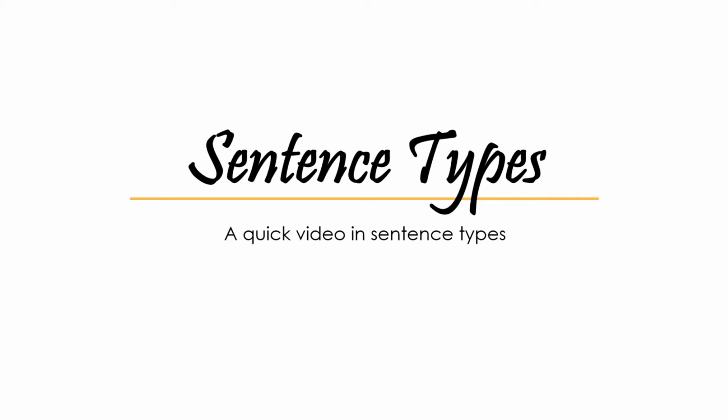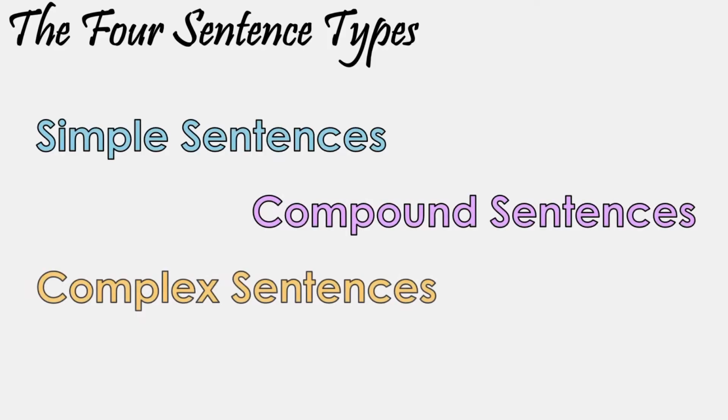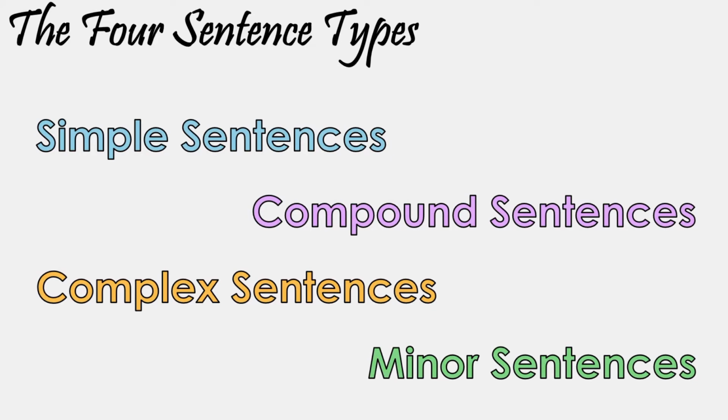Let's get started. There are 4 types of sentence: simple, compound, complex, and minor. That's it. Every sentence ever written in the English language is categorized as one of those 4. It doesn't matter if it's a one-word sentence or a sentence that is thousands of words long. And yes, those do exist.